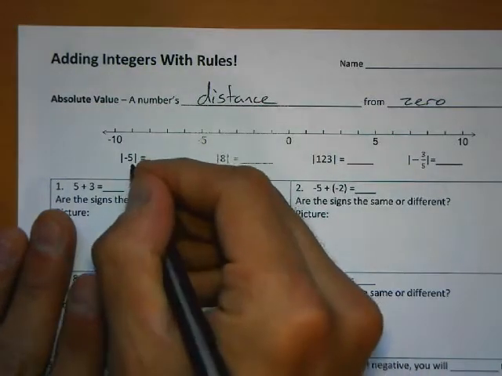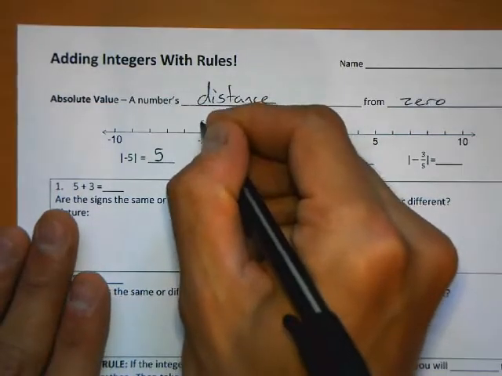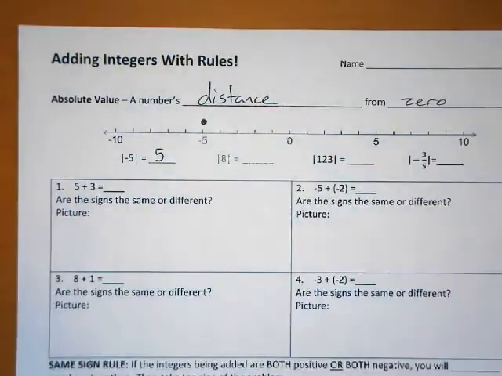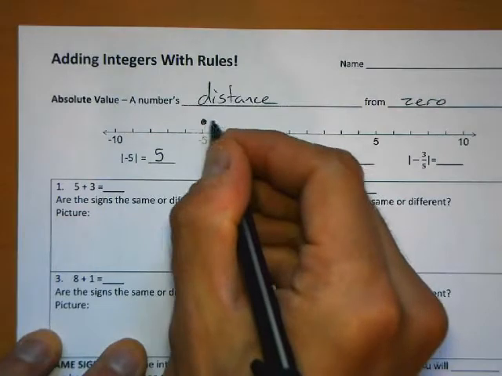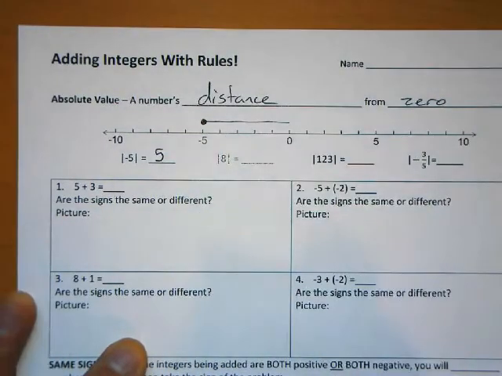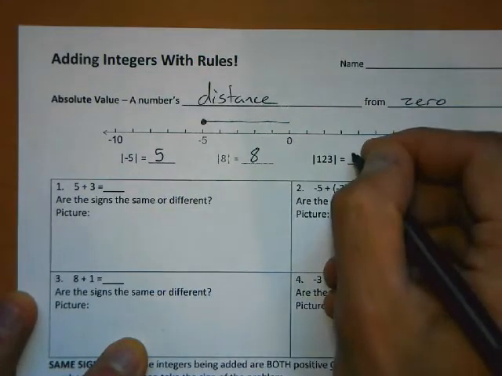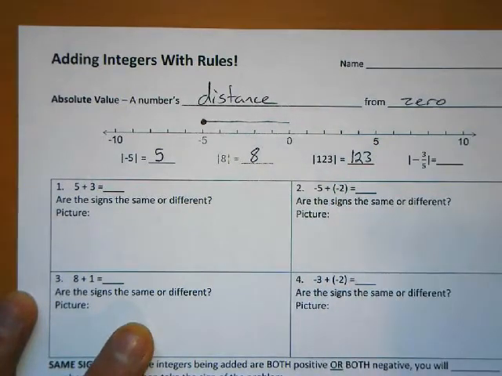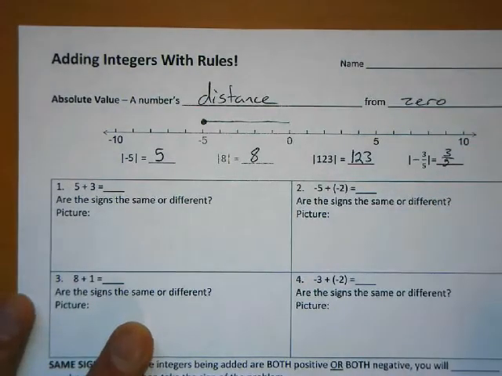deeper. The absolute value of negative 5 is positive 5, but that's because negative 5 is 5 units, 1, 2, 3, 4, 5, away from 0. The absolute value of 8 is 8. The absolute value of 123 is 123. The absolute value of negative 3/5 is 3/5. That's how far each number is away from 0.